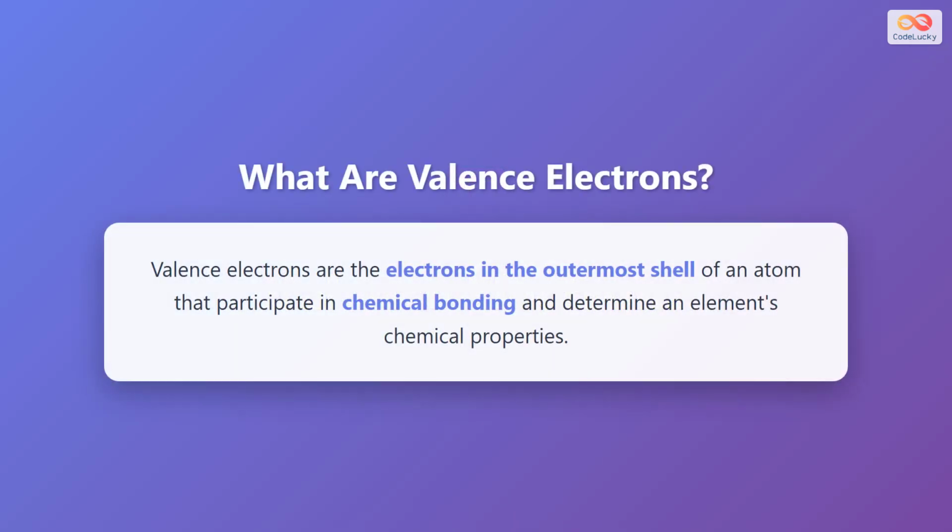So what exactly are valence electrons? Valence electrons are the electrons located in the outermost shell of an atom. Think of an atom like layers of an onion, with the nucleus at the center and electrons arranged in shells around it. The electrons in that outermost layer are your valence electrons. These are the electrons that participate in chemical bonding. When atoms form compounds or react with each other, it's these outer electrons that are doing all the work. The electrons closer to the nucleus stay put, but the valence electrons are the active participants in chemistry.